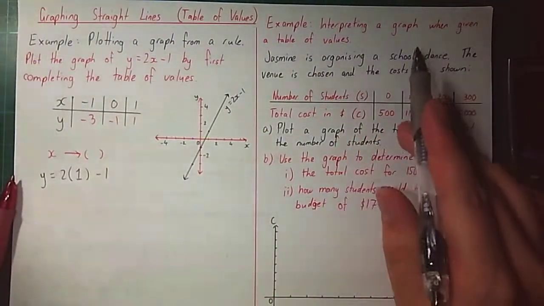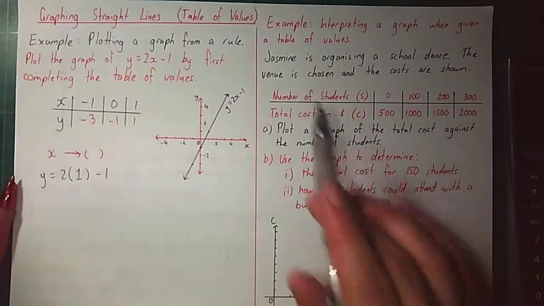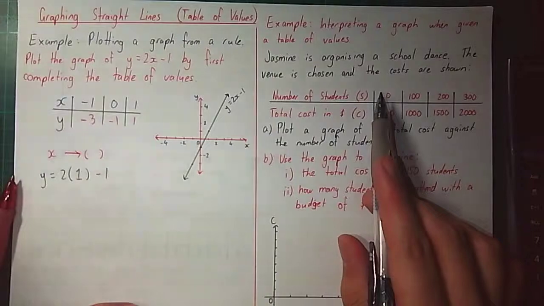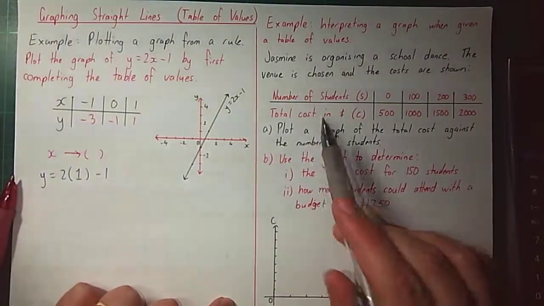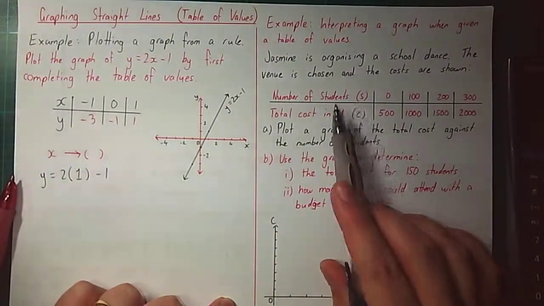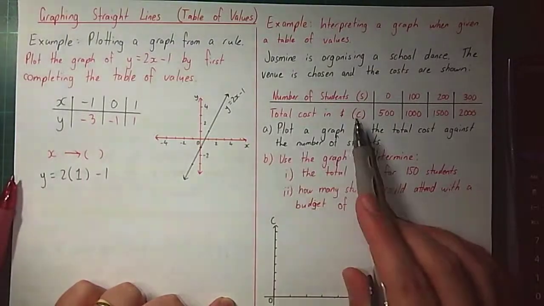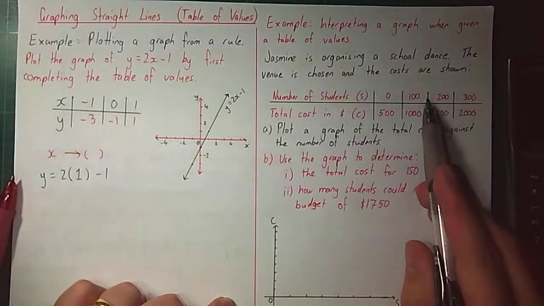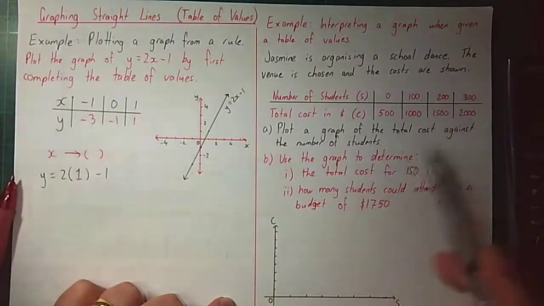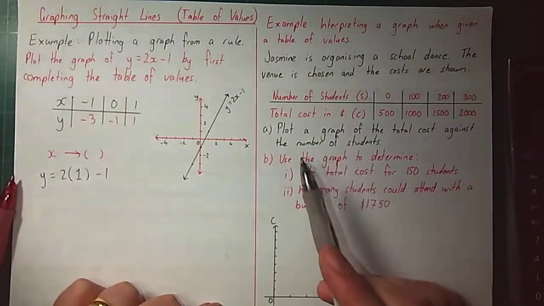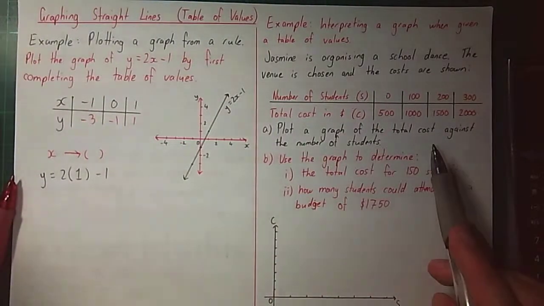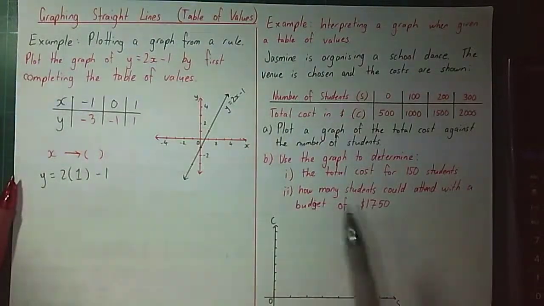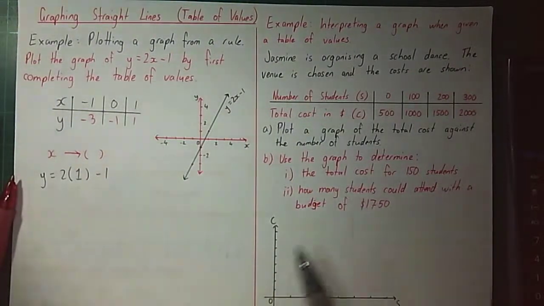In this case, it's interpreting a graph when given a table of values. The question asks, Jasmine is organising a school dance, the venue is chosen and the costs are shown. Okay, so for the number of students, and they vary, we have a cost. So when there's 0 students, the total cost is 500. When there's 100 students, the total cost is 1,000, and so on. Okay, so the first part says to plot a graph of the total cost against the number of students. Okay, and then there's part B. We'll look at that in a moment. So let's first start off with A.